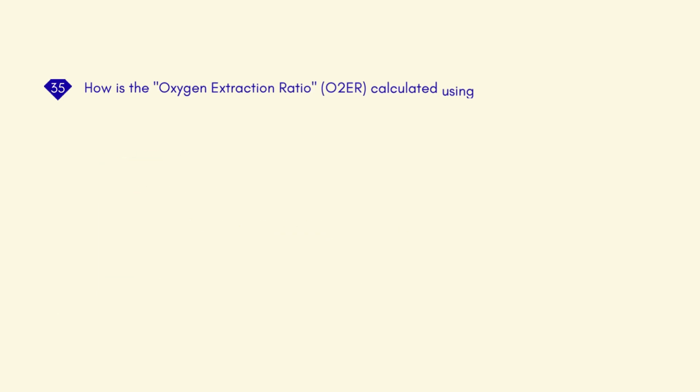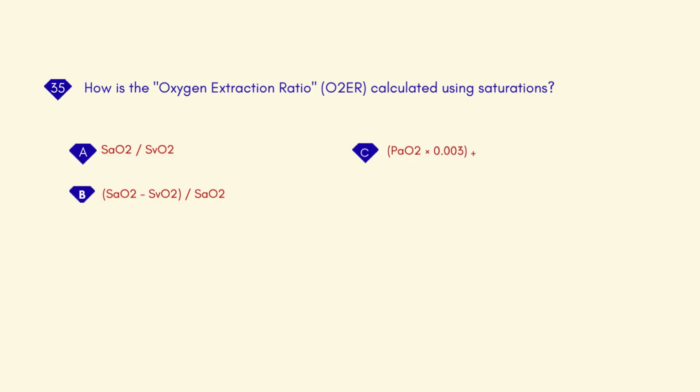How is the oxygen extraction ratio, O2ER, calculated using saturations? A. SaO2/SvO2. B. (SaO2 - SvO2)/SaO2. C. PO2 times 0.003 plus Hb. D. Flow/BSA. Answer: B.